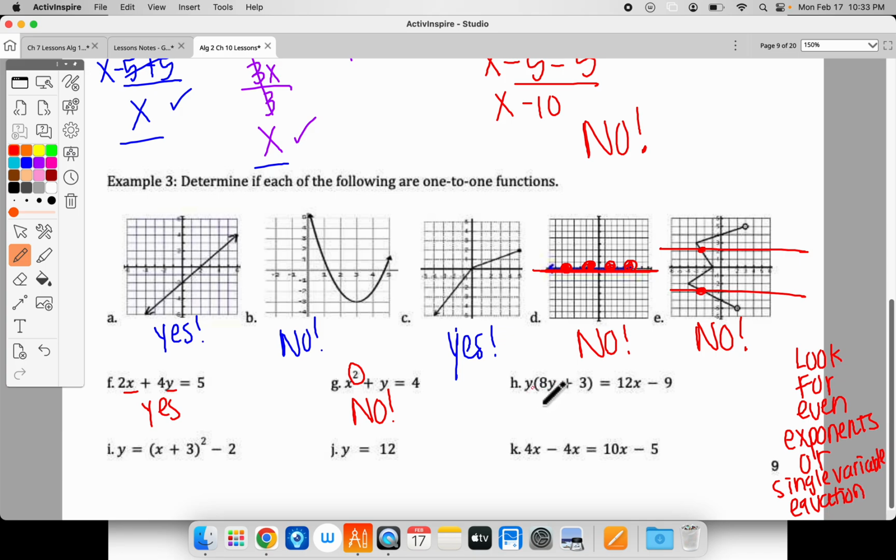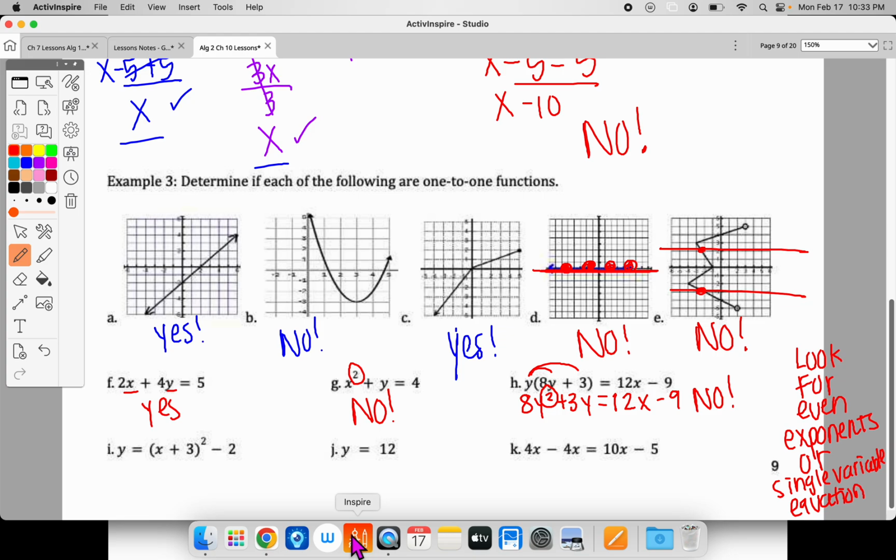For this one right here, I don't see any exponents. I have 2 variables. However, I do have a little distributing right here, and you do need to simplify. If I distribute this, y times 8y is 8y squared. y times 3 is 3y. And then there are no other variables I can combine. There are no like terms. But now I do have an even exponent. So this is not going to pass the one-to-one function test.